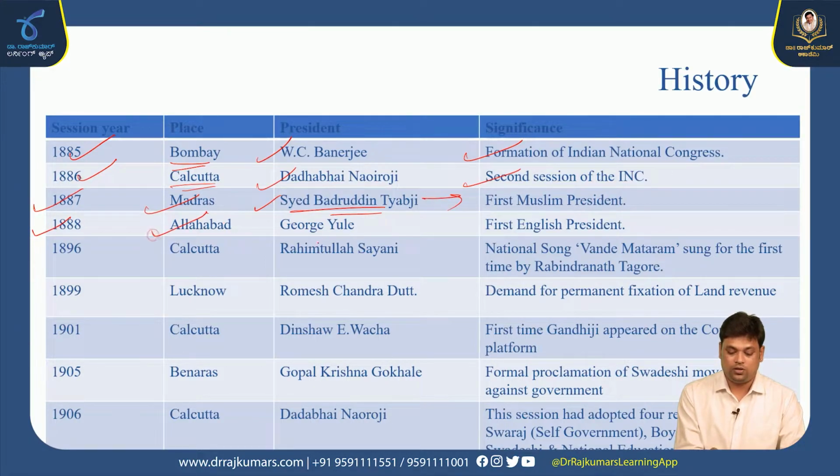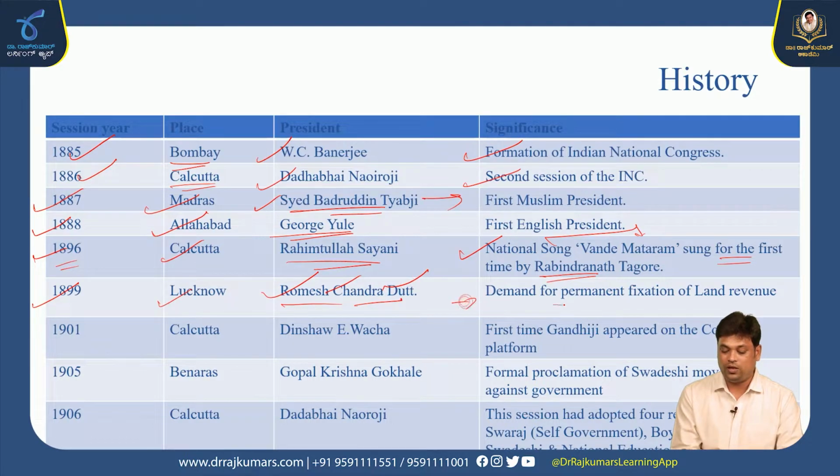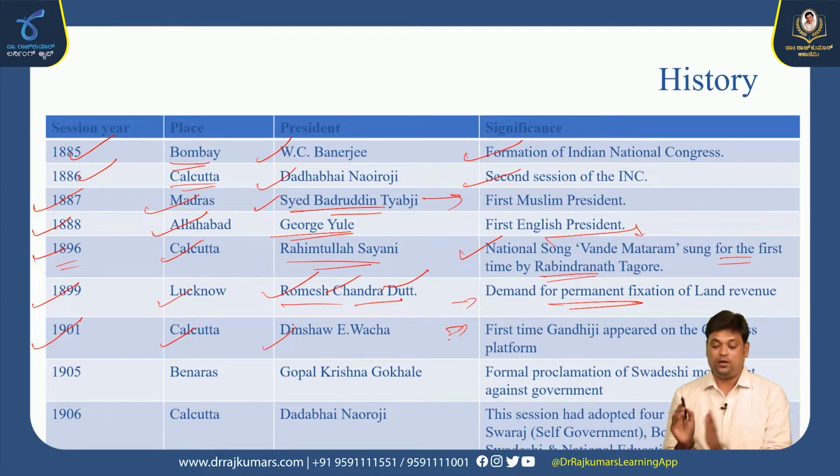1888, Allahabad, George Yule is the first English president. 1896, Calcutta, Rahimtulla Sayani. Why is this Calcutta Congress session important? The national song Vande Mataram was sung for the first time, by Rabindranath Tagore. 1899 Lucknow Congress session, R.C. Dutt, Romesh Chandra Dutt, made the first demand for the permanent fixation of land revenue. 1901 Congress session at Calcutta, Dinshaw Wacha, where Gandhiji appeared on the Congress platform for the first time.